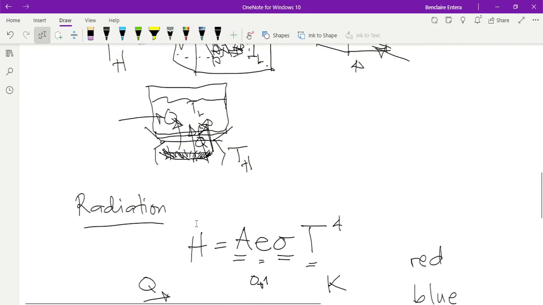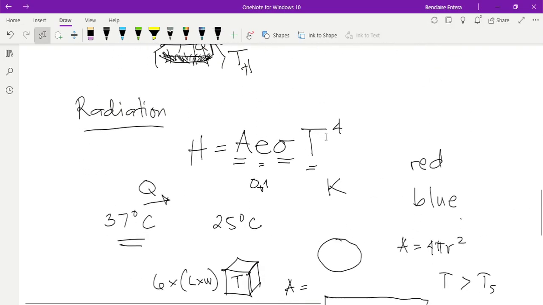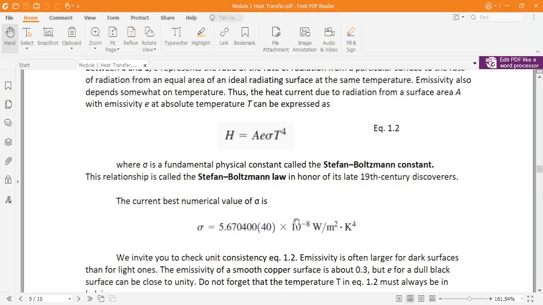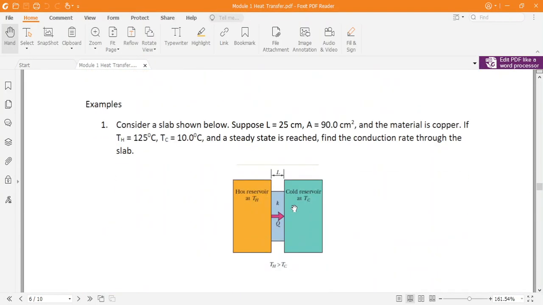Okay, that is what we need to remember about radiation. Our T should be in Kelvin. Take note that our area is not the cross-sectional area but the surface area of the object that is emitting radiation. Okay, so we have some examples here.